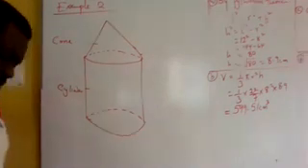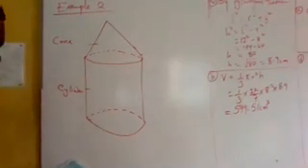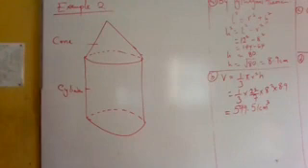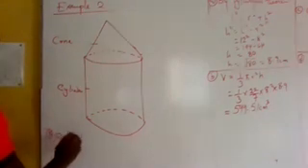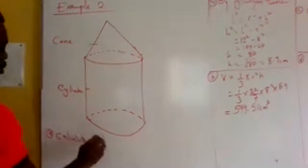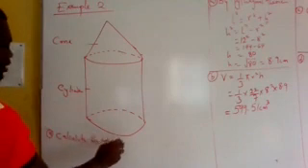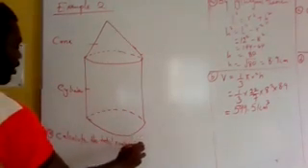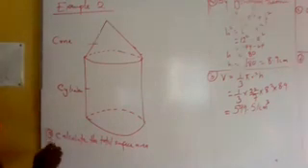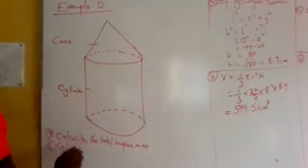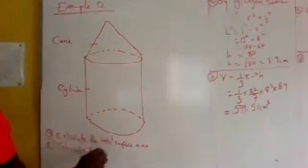Now, what's the question? They asked us to calculate two things. Alphabet A, they said calculate the total surface area. And B, they said calculate the volume of the shape. The volume of the shape.